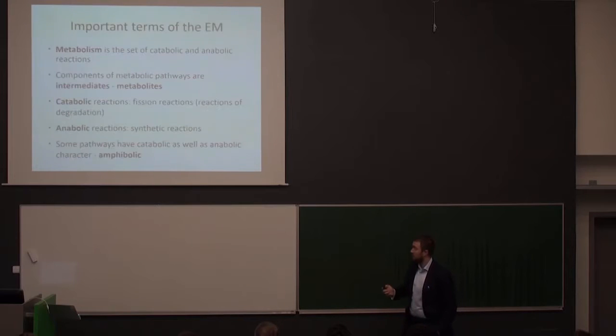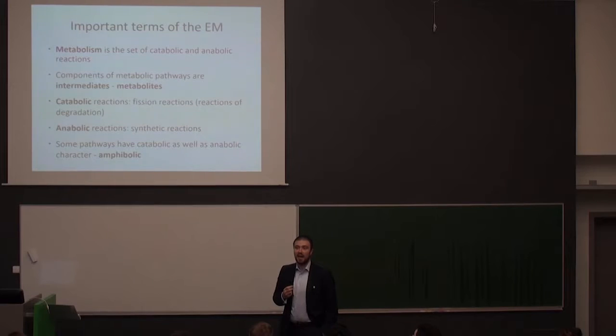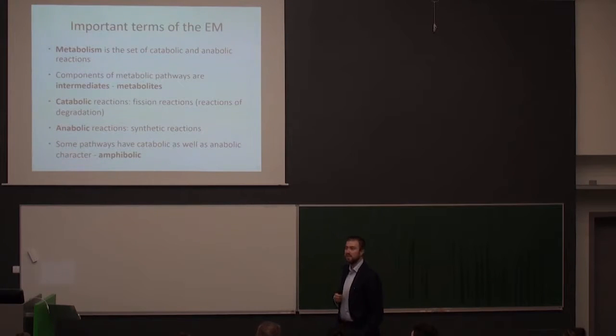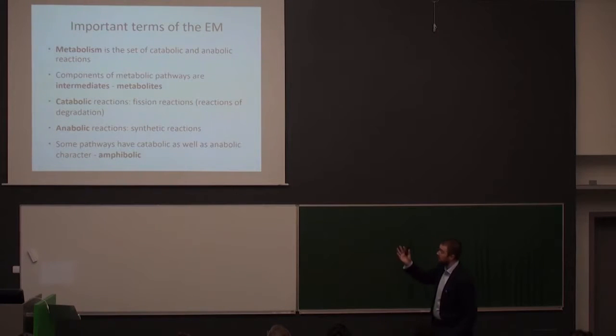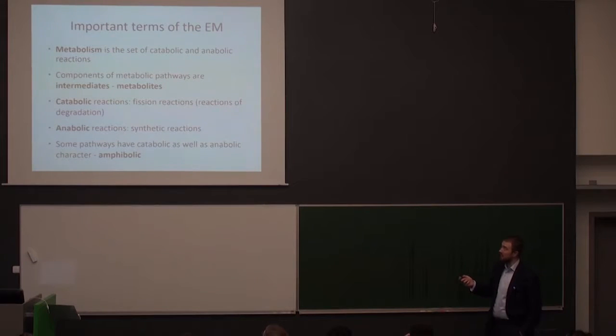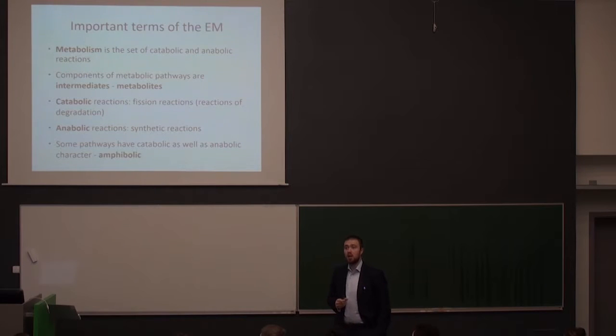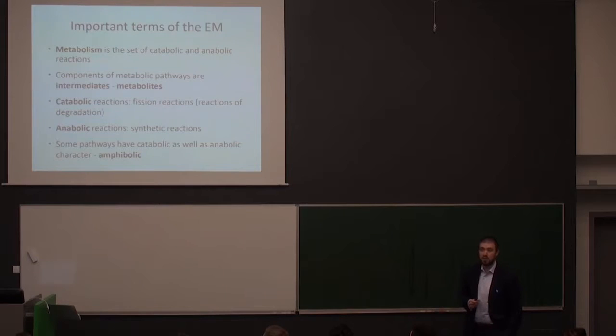So if we start with the basic definition: what does it mean, metabolism? If you look in your book, you can see many definitions. Here I chose a simple definition, and that is that metabolism is a set of catabolic and anabolic processes, or anabolic and catabolic reactions. Inside the metabolism, you will meet compounds that we call intermediates or metabolites.